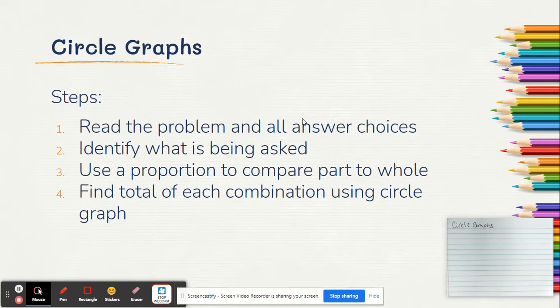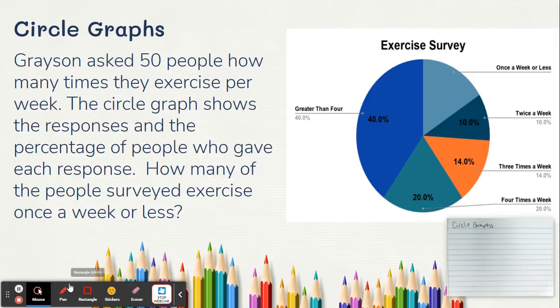We want to still read the problem and all the answer choices, identify what is being asked, and then use a proportion to compare our part to whole, and then find the total of each combination using the circle graph. So some of them, yes, it's the proportion, and some of them I can just look at it and see what's going on. Okay. So let's start with this one.